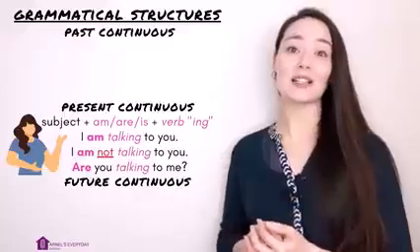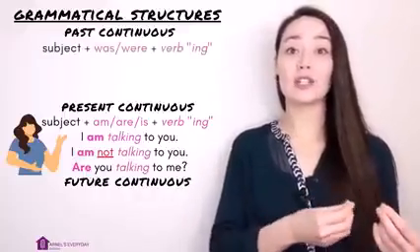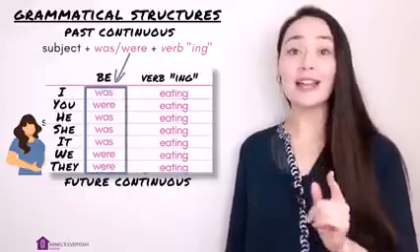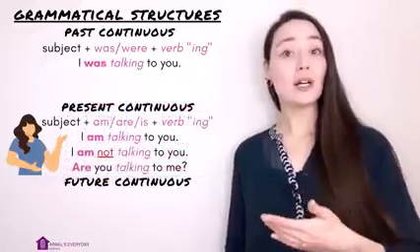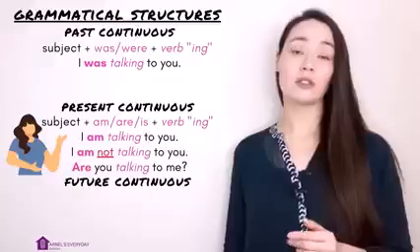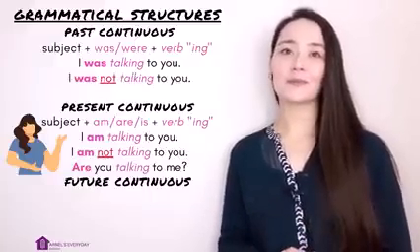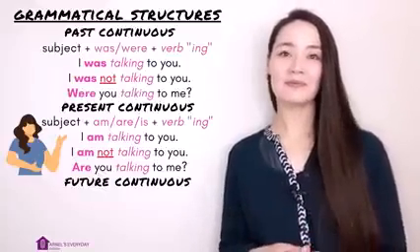Past continuous. Subject, was or were, plus verb ing. Again, you need to choose was or were depending on your subject. I was talking to you. Negative, I was not talking to you. Question, were you talking to me?